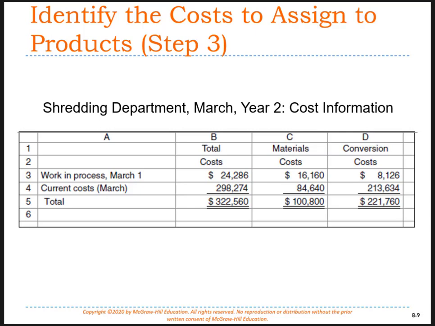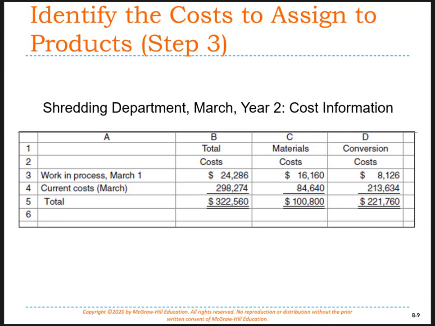During the month of March, as people worked, as we added materials, as we brought them in, as we incurred overhead, allocated overhead to that department, shredding department, we added 298,274 of costs during the month. 84,640 were materials, 213,634 were labor and overhead conversion costs. So that comes from our normal accounting.